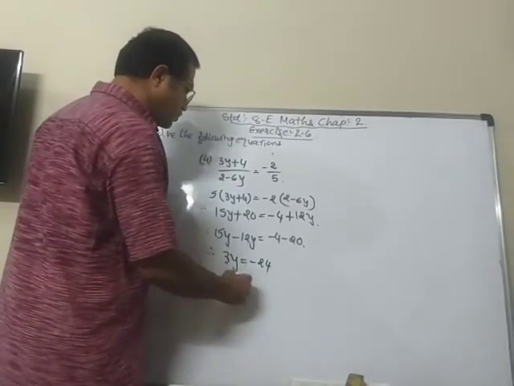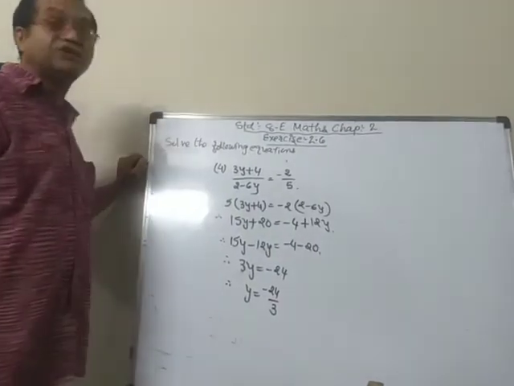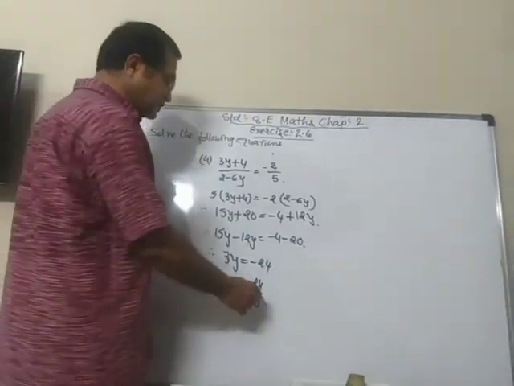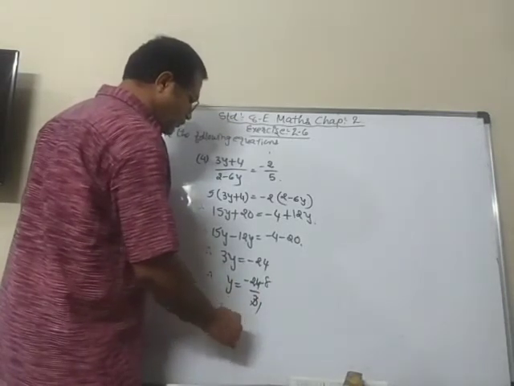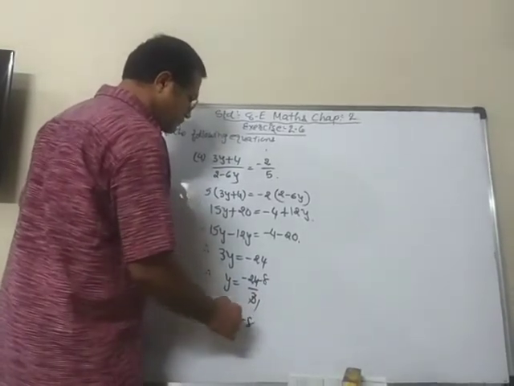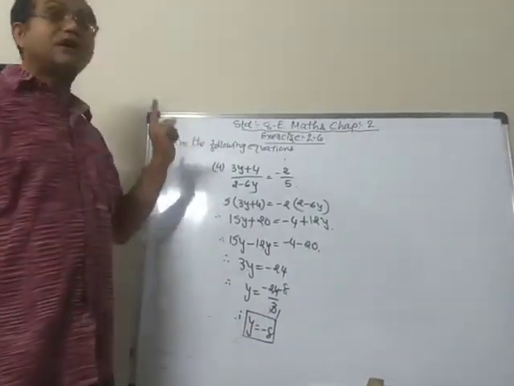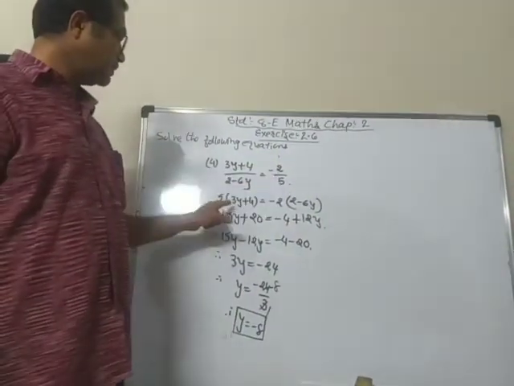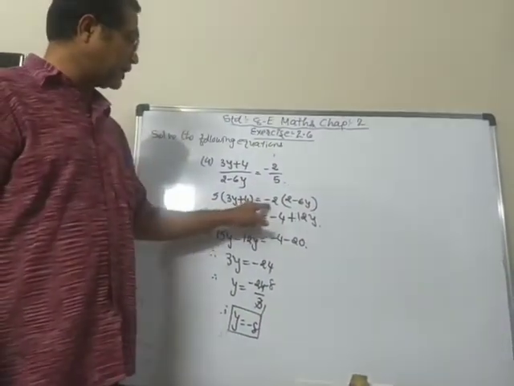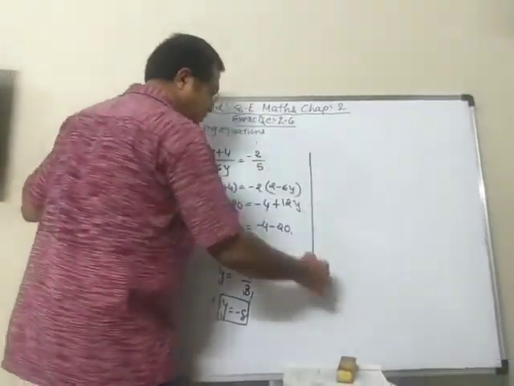Now 3 will go to the other side and becomes the denominator. So now you can do the cancellation. 3 1s are 3, 3 8s are 24. And your answer is y is equal to minus 8. So now here what did we do? Here also we did the cross multiplication and then opened the bracket. Be careful when there is a negative sign outside the bracket.